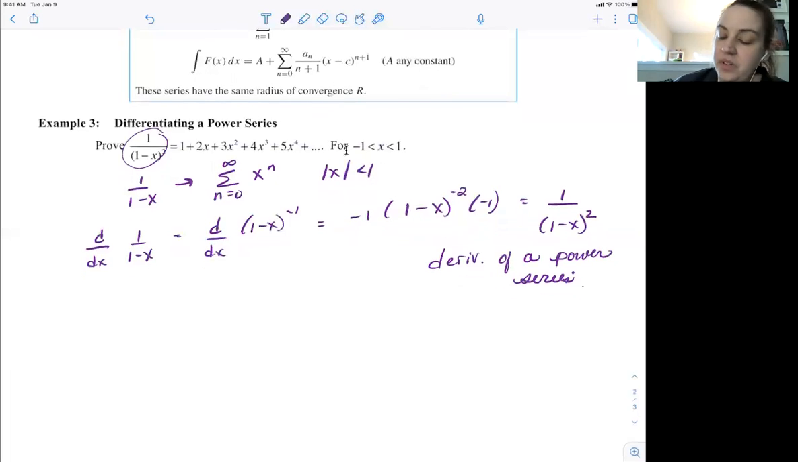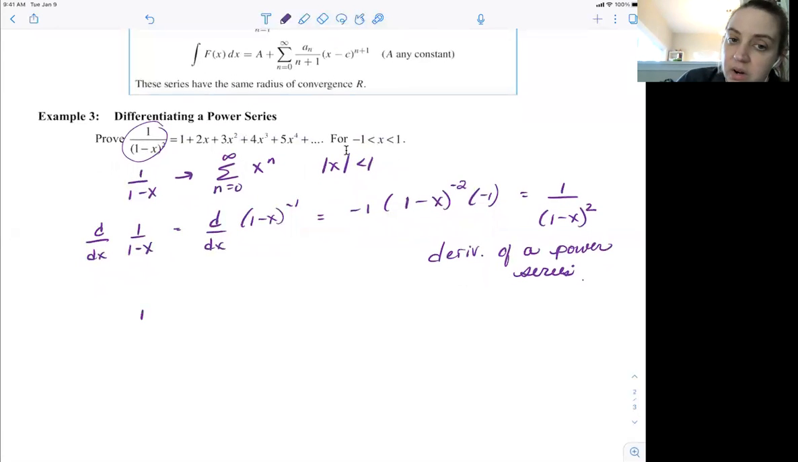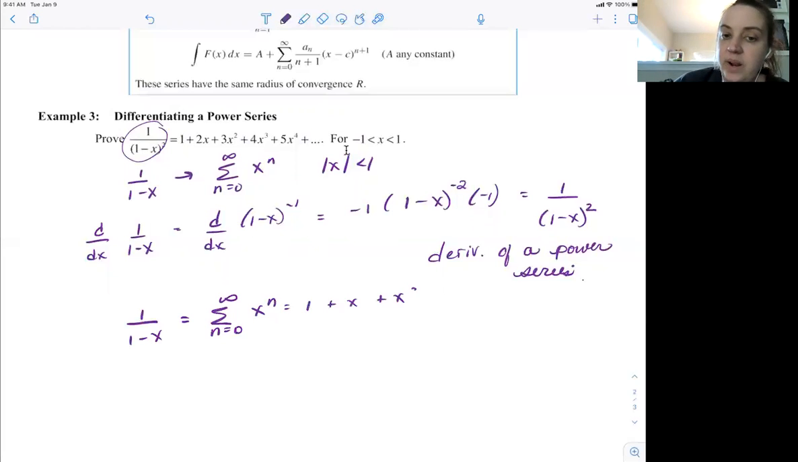All right, so if 1 over 1 minus x is equal to my original power series, n equals 0 to infinity of x to the n, which would be 1 plus x plus x squared plus x cubed plus x to the fourth.